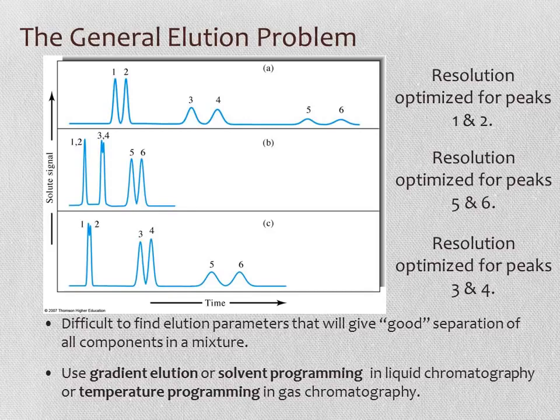The same thing happens in GC, but GC is all about boiling point, and so you'd want to ramp the temperature in order to change things based on their boiling point and volatility.